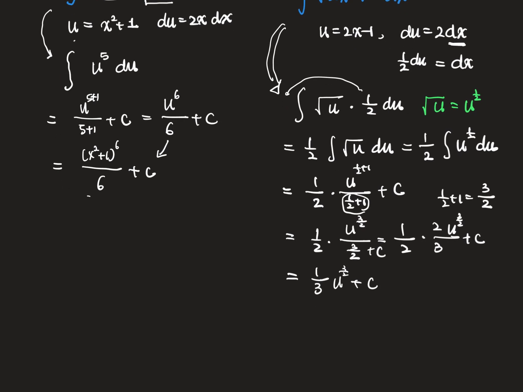What happened right here? You're going to replace u. You're going to be what? 2x minus 1. So u to the 3/2 over 3/2, that's (2x minus 1) to the 3/2 over 3, plus c. This is exactly the same.